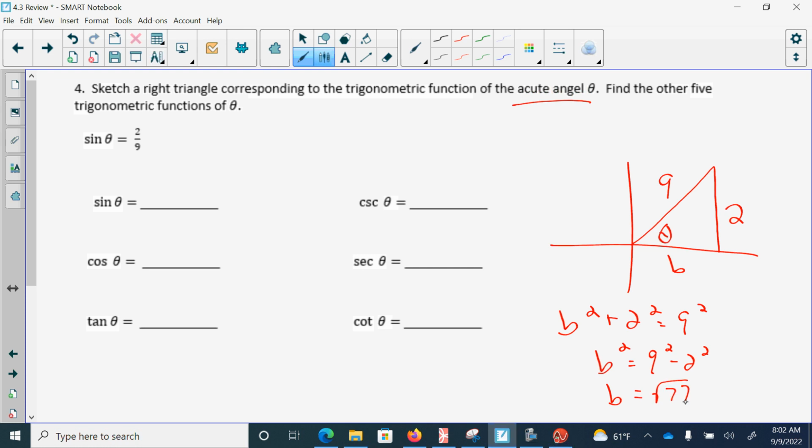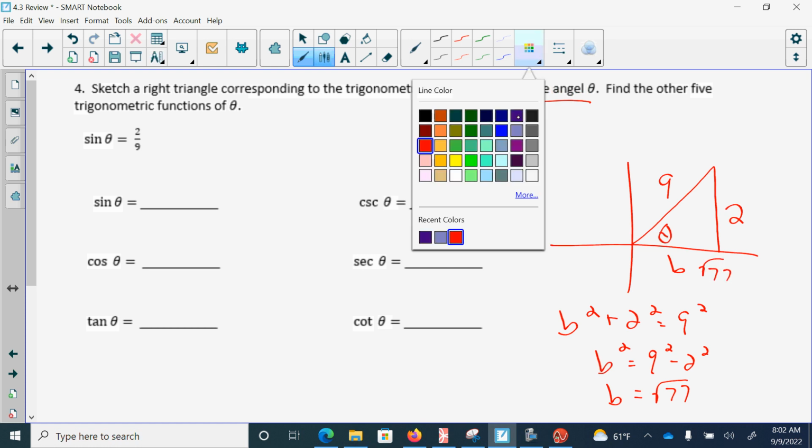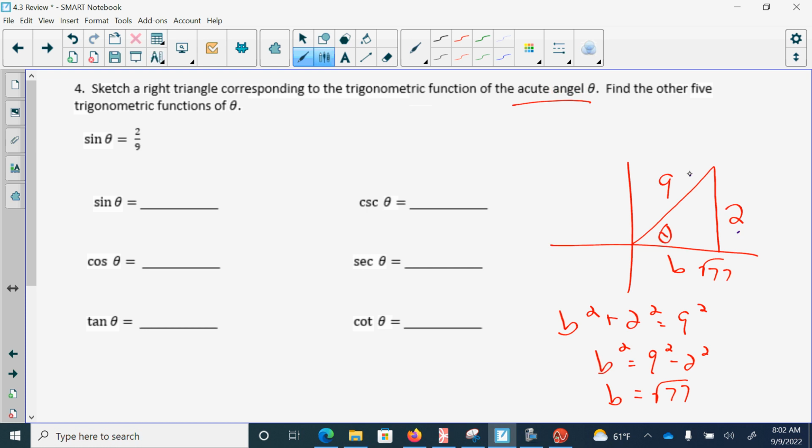So I'm going to put the same here, 7. Now to find the sine, I'm going to do the opposite over hypotenuse, so that's going to be 2/9. The reciprocal is going to be 9 over 2. And then to find the cosine, I'm going to do the adjacent, which is the square root of 77, over my hypotenuse, which is 9. To find the secant, I'm going to do the reciprocal, so I'm going to have 9 over the square root of 77. Rationalize, and I'm going to have 9 times the square root of 77 all over 77.